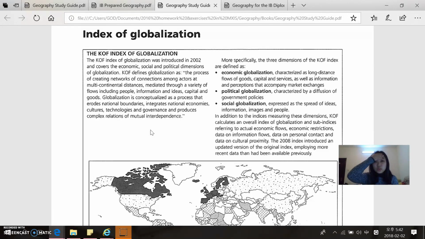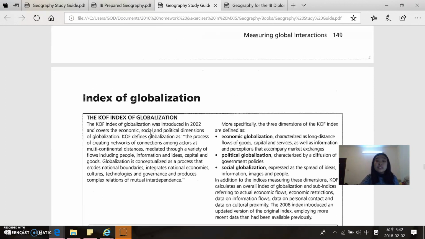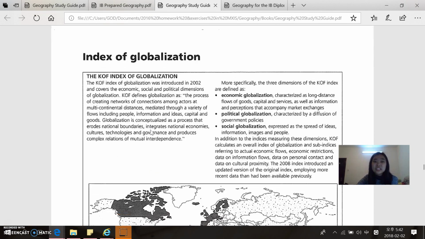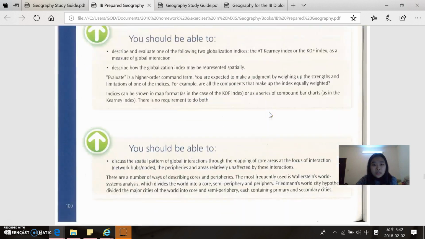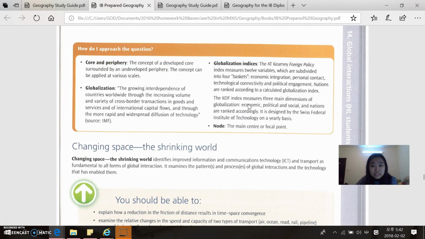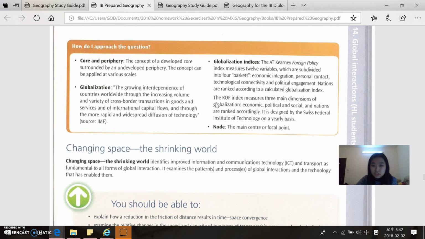Okay, so now we'll continue from where we left off. The second index of globalization is the KOF index of globalization. It was introduced in 2002. The KOF index measures the three main dimensions of globalization: economic, political, and social. So it's the economic dimension, political dimension, and social dimension, and nations are ranked accordingly. It was introduced in 2002 by the Swiss Federal Institute of Technology on a yearly basis.